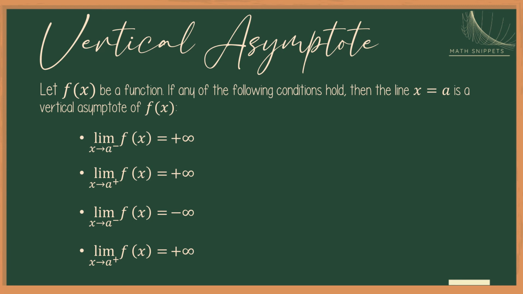So basically, we have a vertical asymptote at the line x equals a if the function values increase or decrease without bounds. It doesn't matter whether it's just the left-hand side or the right-hand side. If at least one of these conditions holds, then we have a vertical asymptote. Okay?